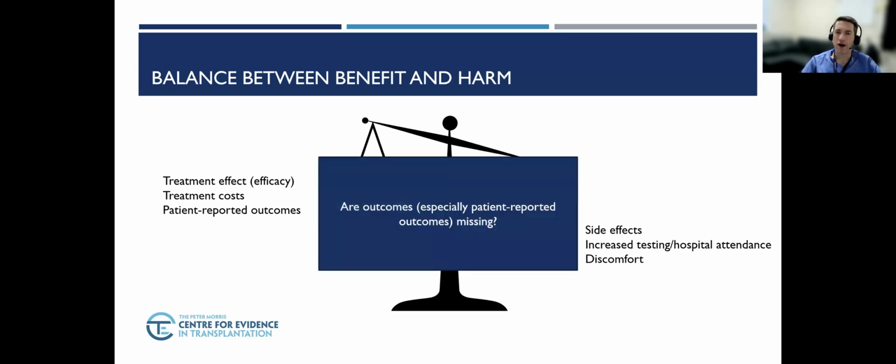Sometimes we might not have all the information that we would like to be able to see to be able to make this judgment. So a lot of studies will report efficacy data and possibly a bit of side effect data, but they might not report any patient-reported outcomes. So whilst we know whether a treatment works or not, we might not know whether it's acceptable to our patients or whether our patients are going to be able to, you know, tolerate it.